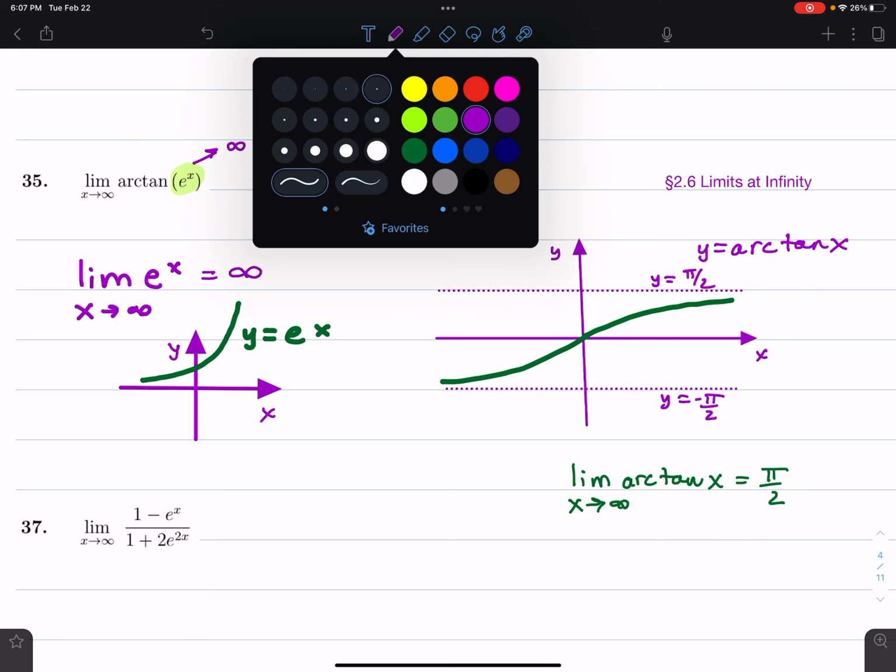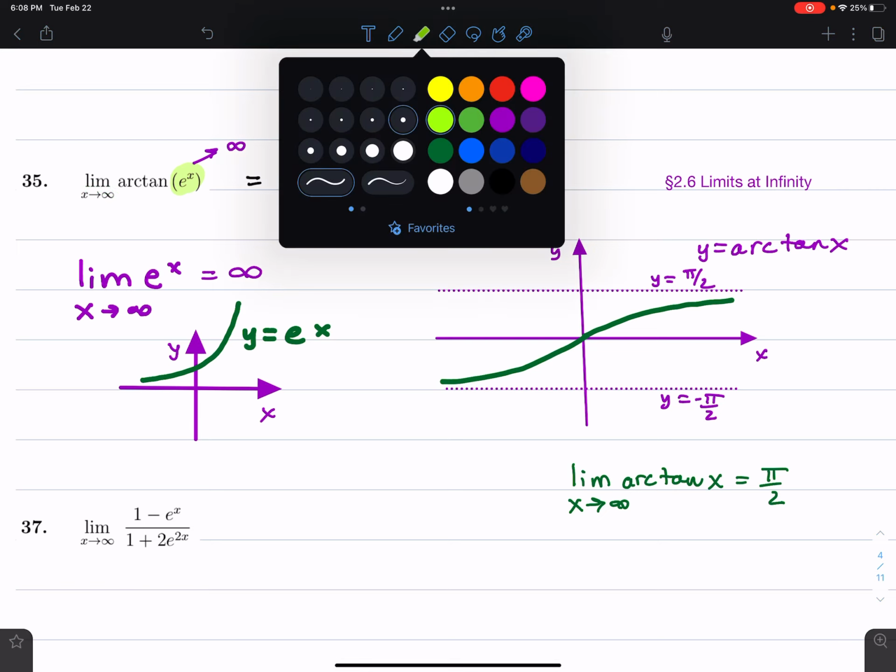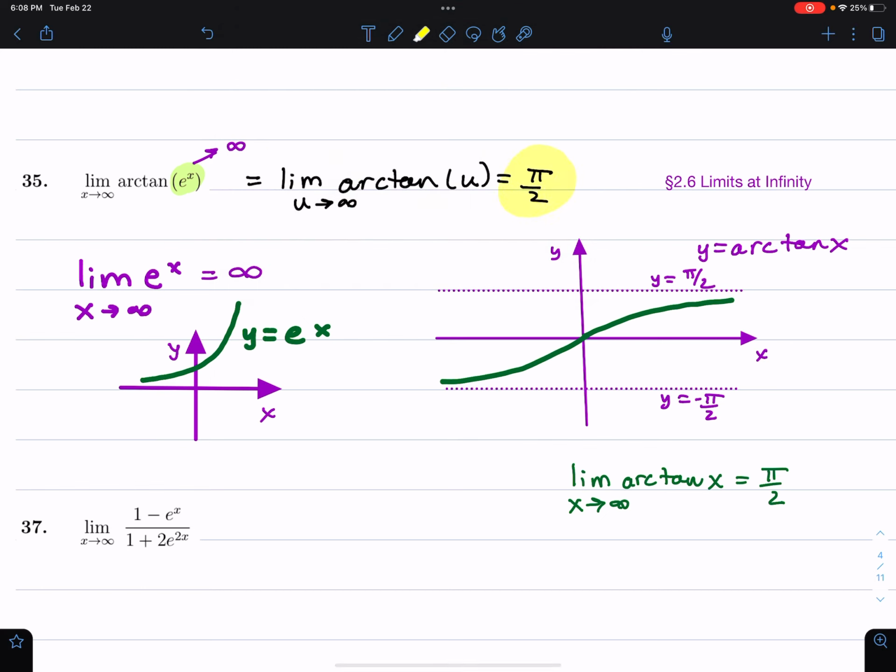Now putting this together, I don't think it's necessary to show this step, but I can write that this is the limit of arctan u as u goes to infinity, and that's pi over 2. I'm just saying this guy gets really big. Whatever happens inside, I call that u, but you don't have to write that. Arctangent of a large number gets closer and closer to pi over 2. The limit is not just close to pi over 2, the limit equals pi over 2. So that's our answer: the limit is pi over 2.